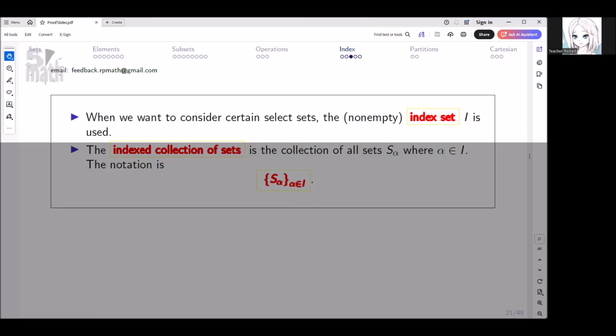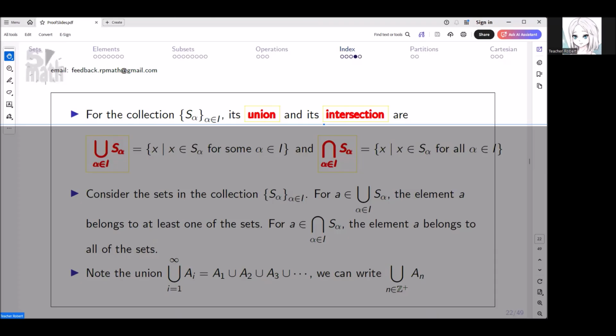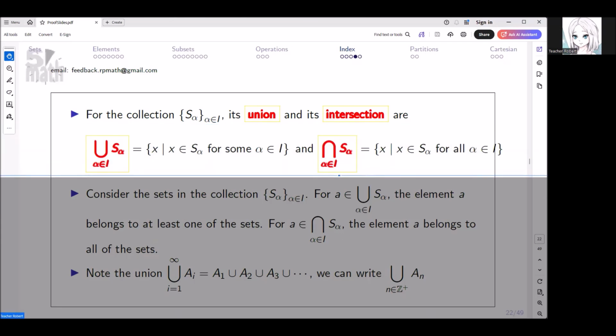When we want to consider certain select sets, the non-empty index set I is used. The index collection of sets is the collection of all sets S alpha, where alpha element of I. The notation is the following. For the collection here, its union and intersection are this and that.